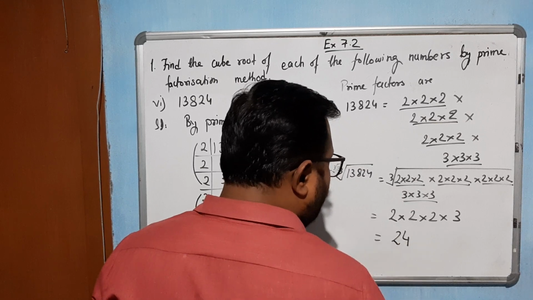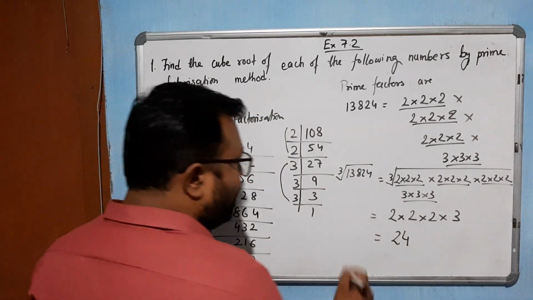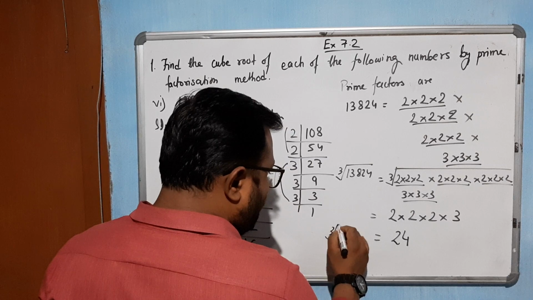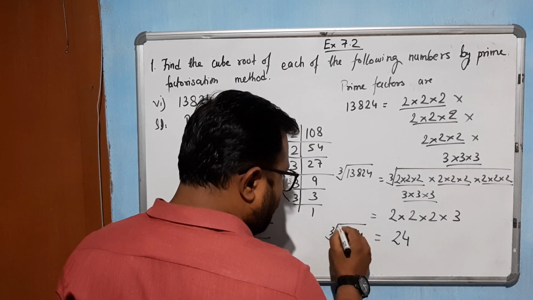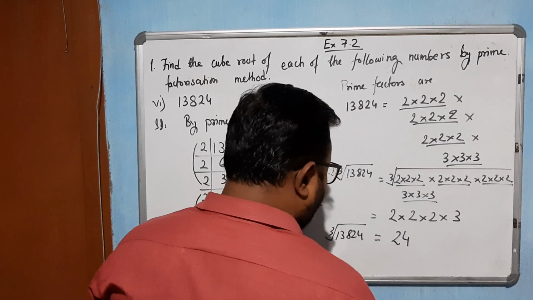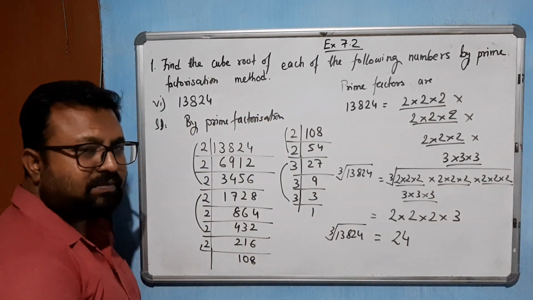So value is how much? 24. So cube root of 13824 is 24. Is that clear? Simple.